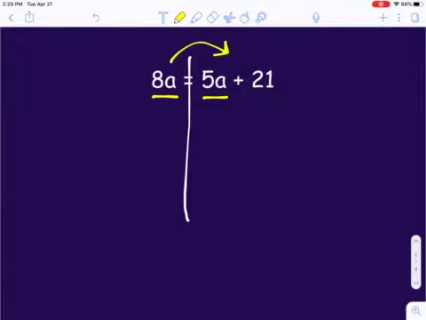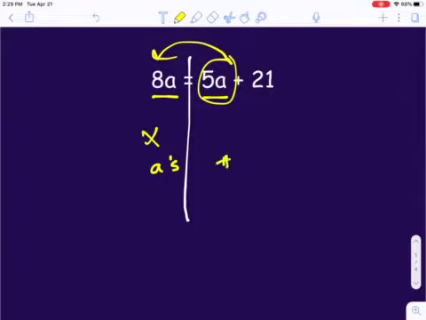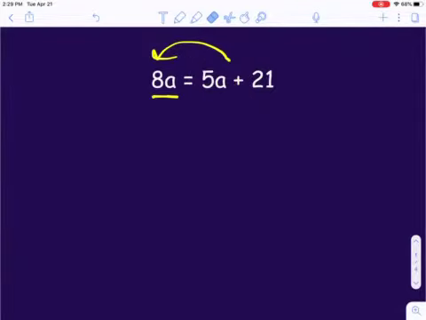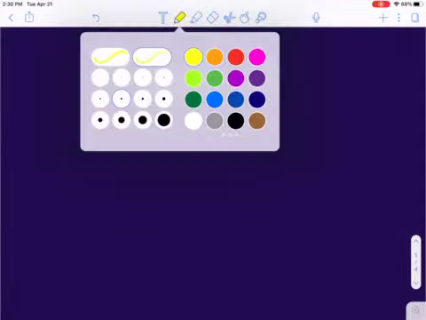Whereas if we decided to take this 5A and move it over here, then you wind up with your variables over here, your A's over here, and then you wind up with your numbers over here. That's what you want. You want to be able to do this in the least amount of work possible, because what's the point of making everything so difficult all the time? So let's set this up.